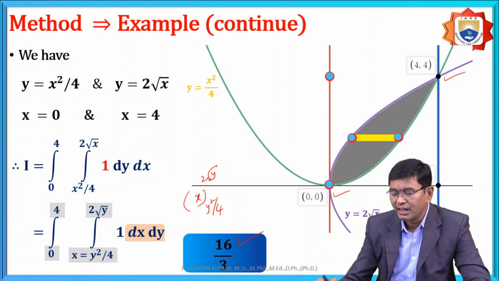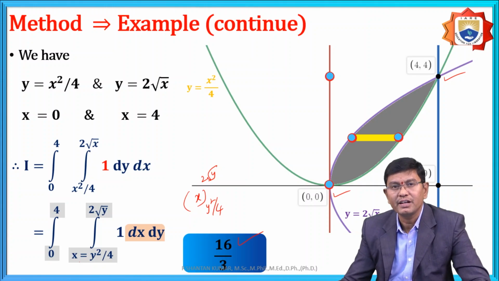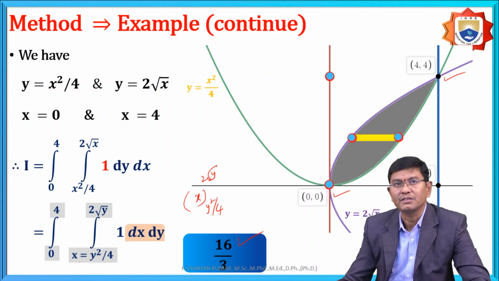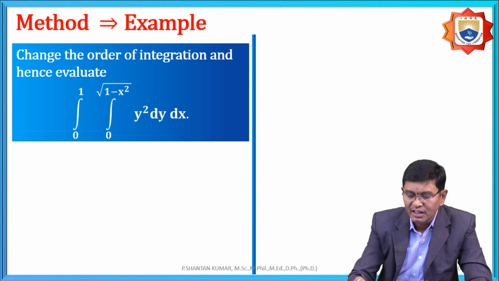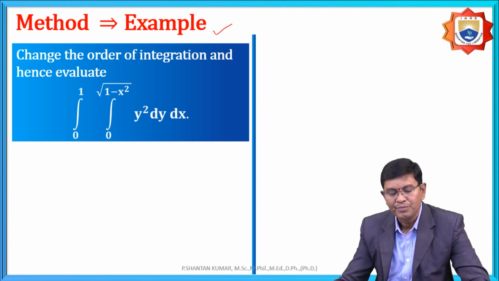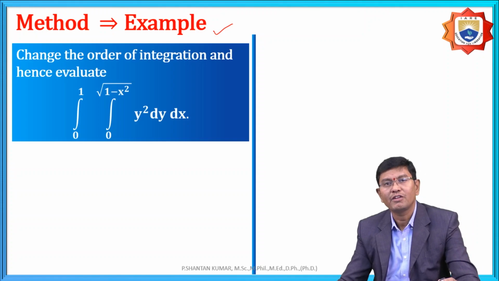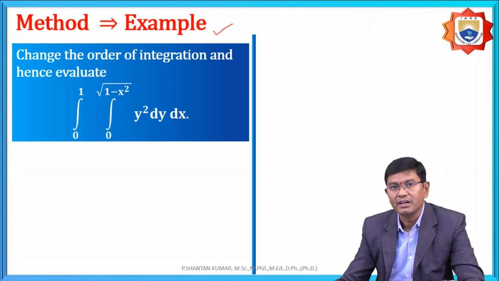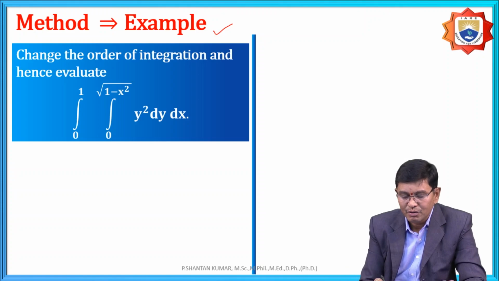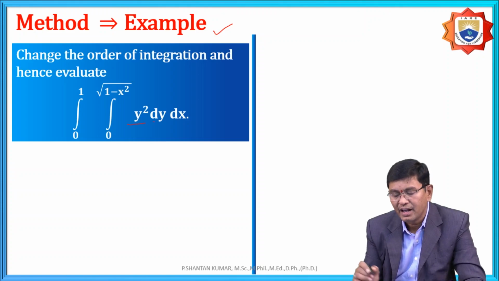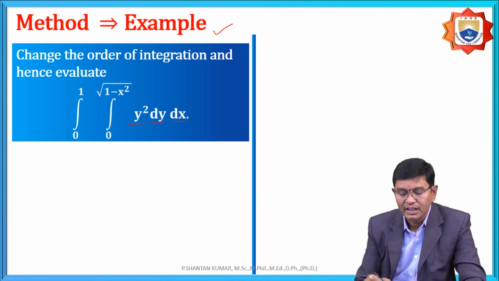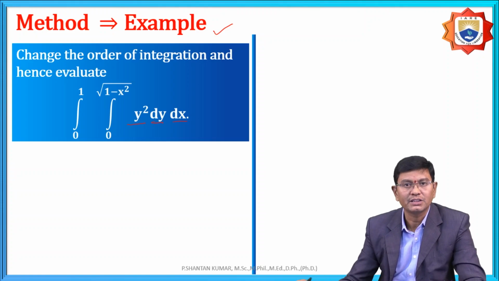And this is a clear understanding of how to use change of order of integration in a double integral. For example, change the order of integration and evaluate. The problem is integration 0 to 1, integration 0 to root of 1 minus x square, of y square dy dx. The function is y square with respect to dy and dx, that means the integral is in terms of x.